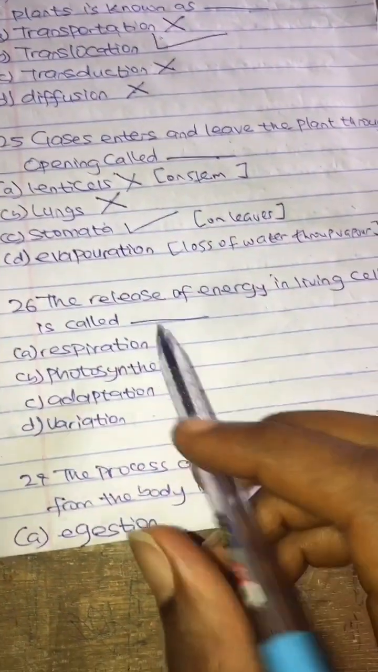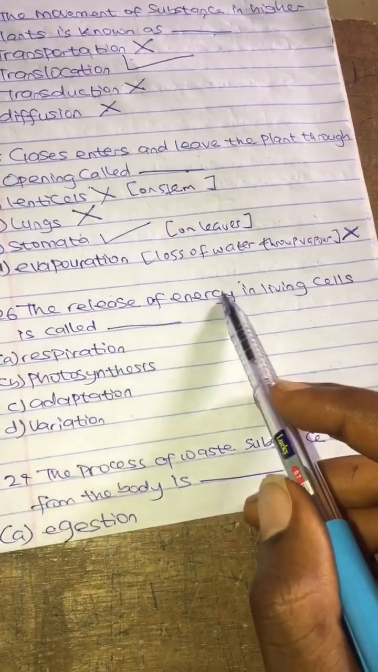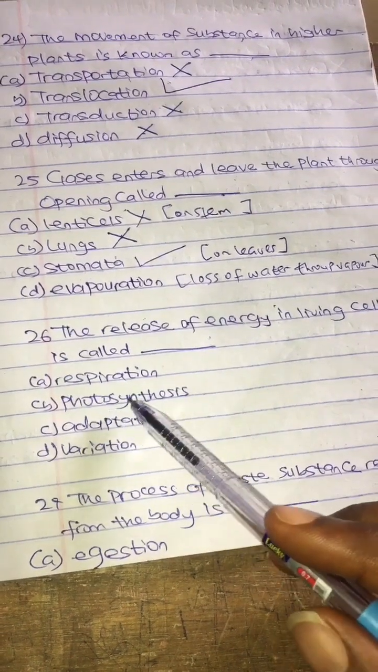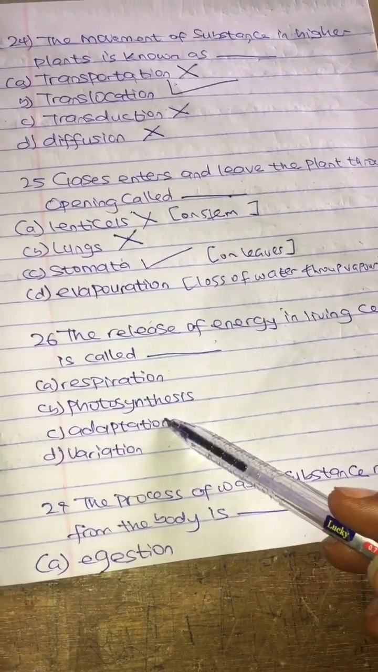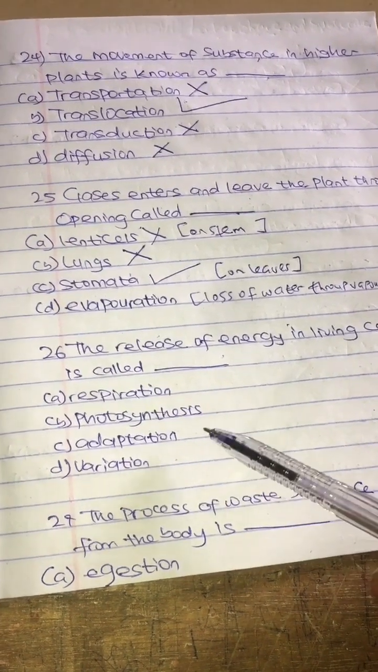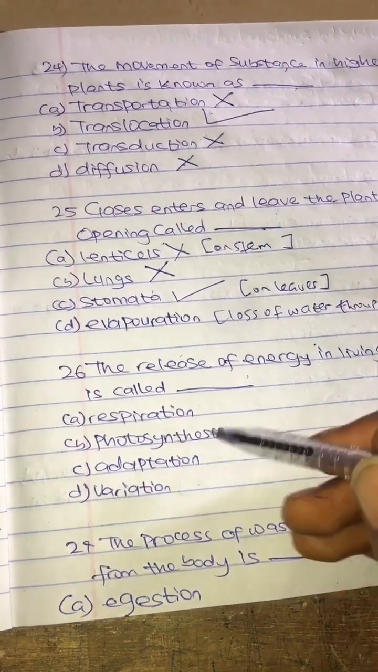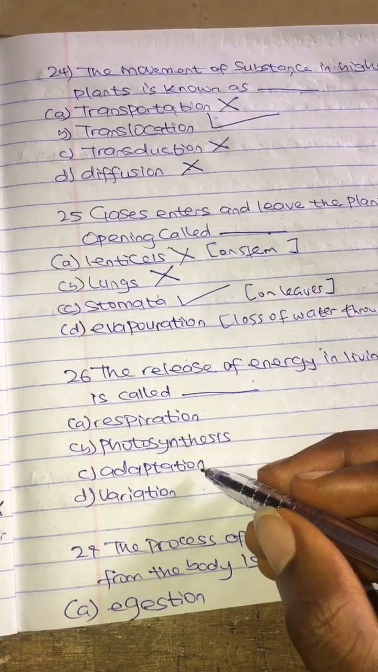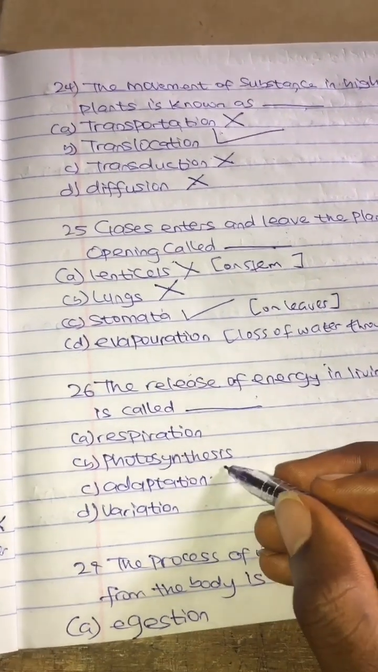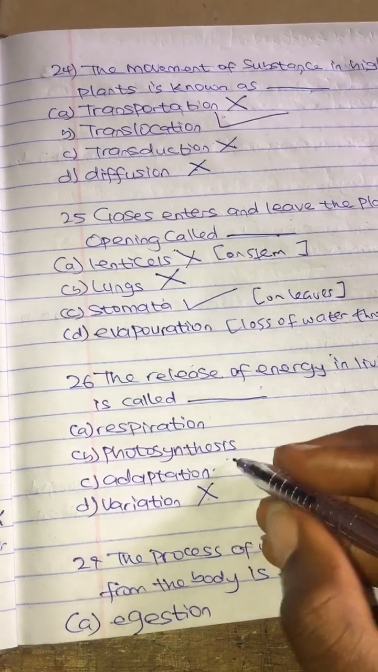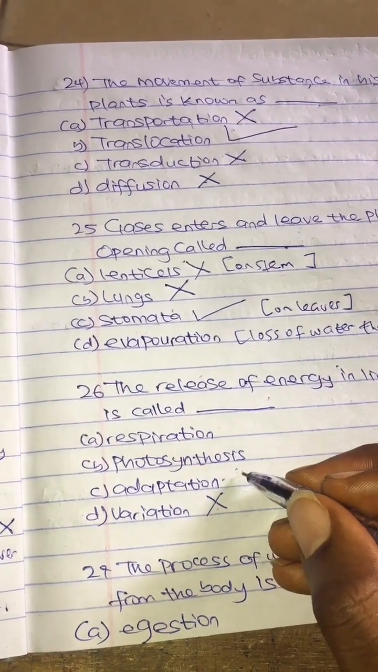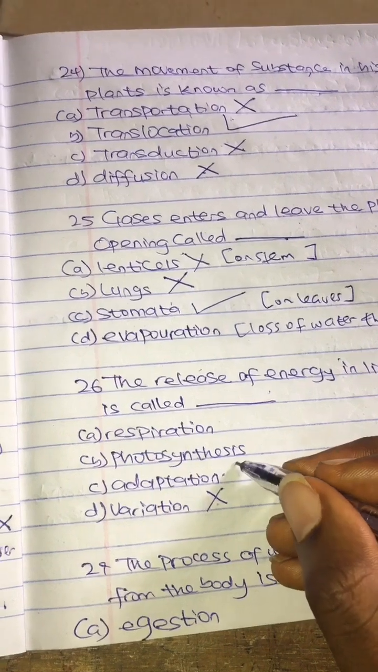Question 26. The release of energy in living cells is called dash. A. Respiration, B. Photosynthesis, C. Adaptation, and D. Variation. We all know variation. We all know what adaptation is also. The process to adapt. Variation is out of it. Process to adapt in any place you are, to adapt to the nature there, is out.